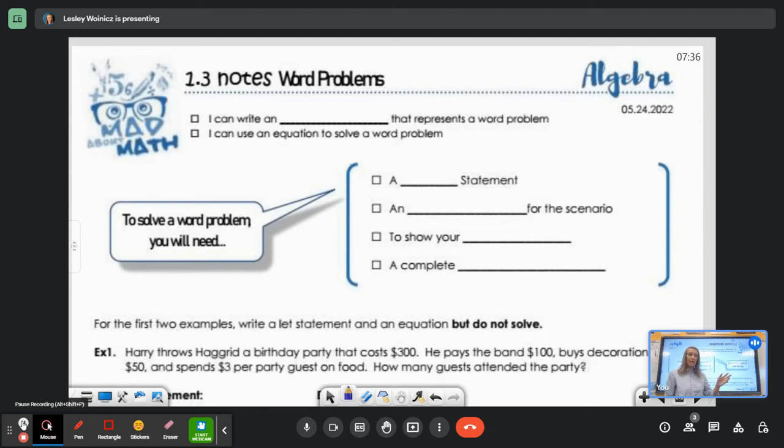Happy Word Problem Day! Today we are going to write equations to represent word problems and then we're going to solve them. So the first thing we're going to need is a let statement. Okay, that's worth a point for every word problem. The next thing you're going to need is an equation.